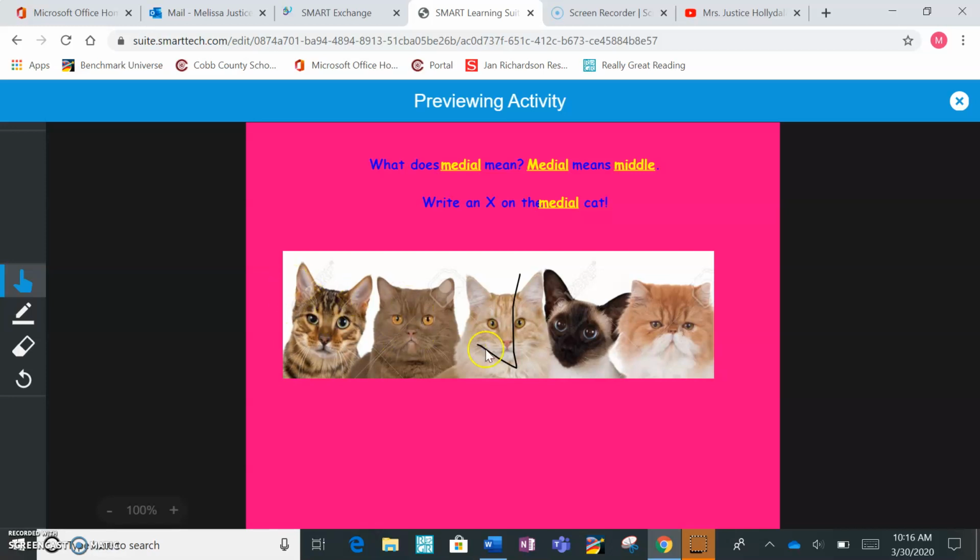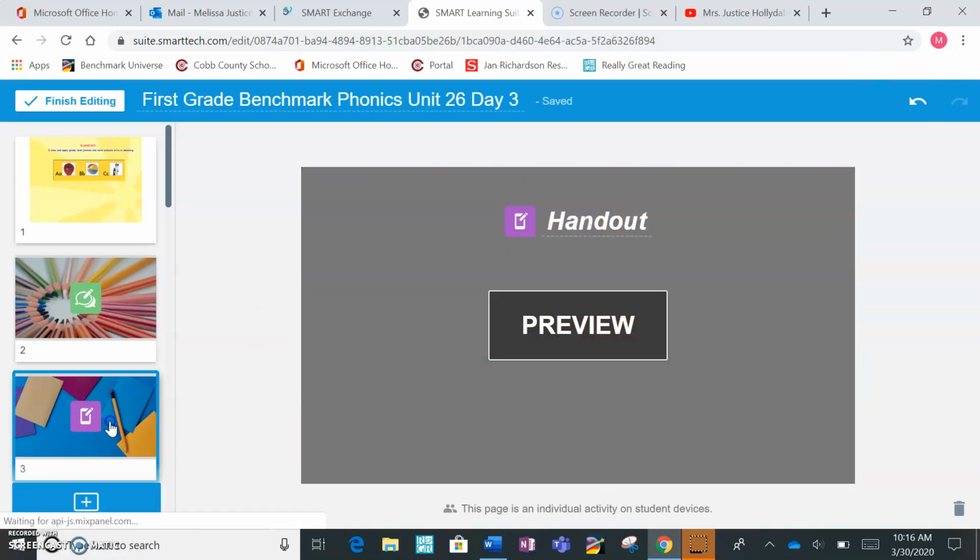There's one cat to the left, three cats to the right. That is not the same. Let's look at this cat with the check mark on it. There are two cats to the left, two cats to the right. That means this one is the medial sound, and that's why I'm going to circle this kitty cat. All right, now let's talk about some more medial sounds.